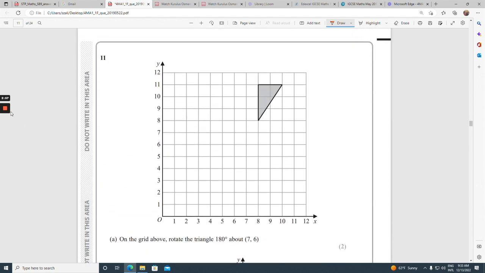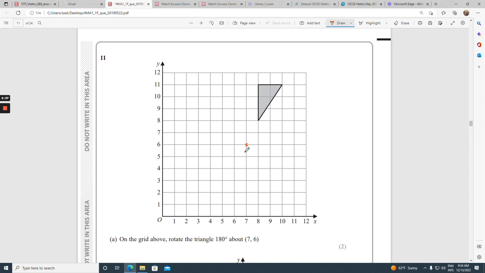Okay, so in this question we have to rotate this triangle 180 degrees about (7, 6). So that's the center of rotation. For these types of questions you need tracing paper. I will help you as much as I can. So (7, 6), that's the point.